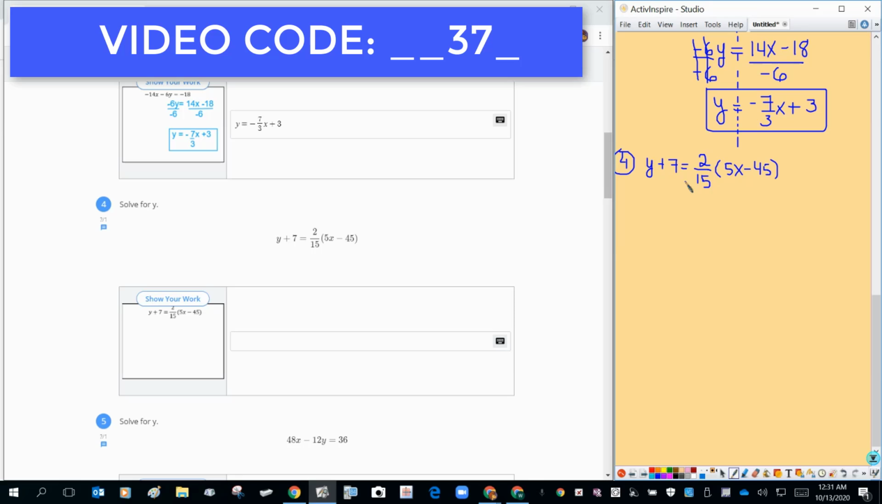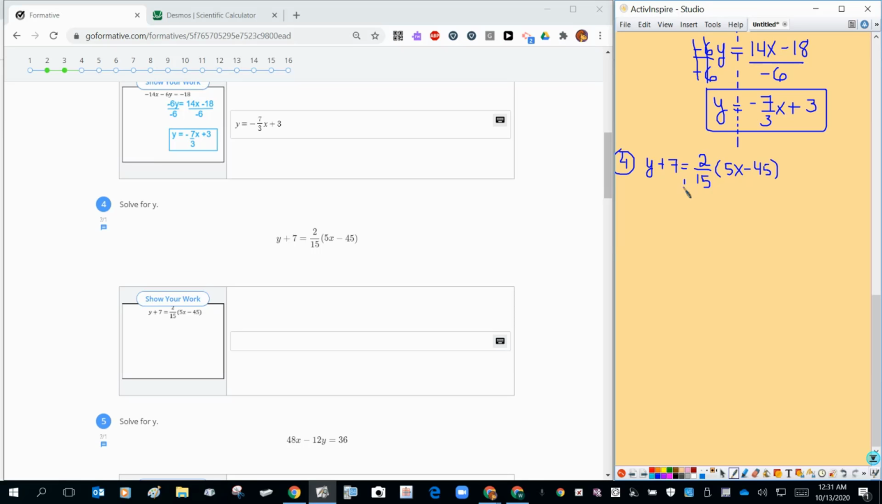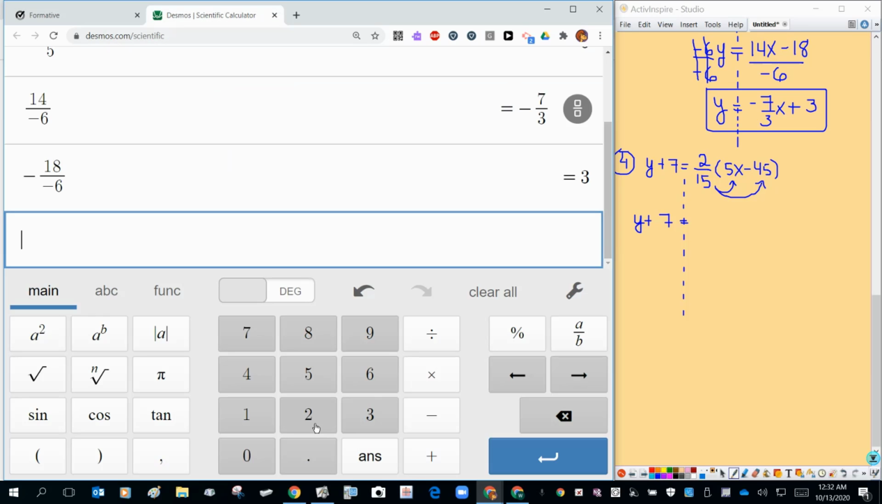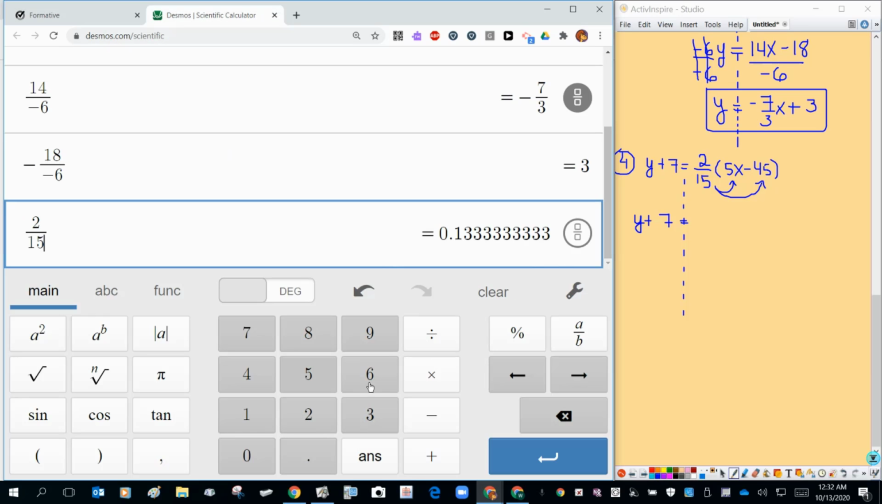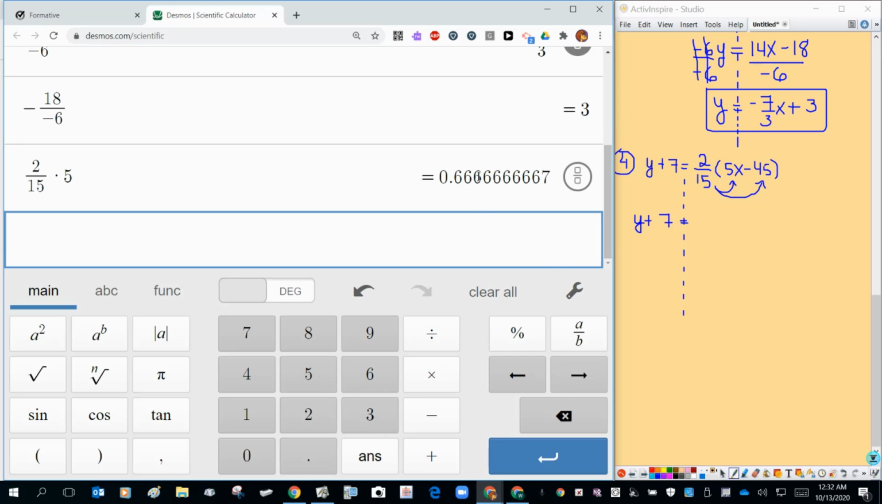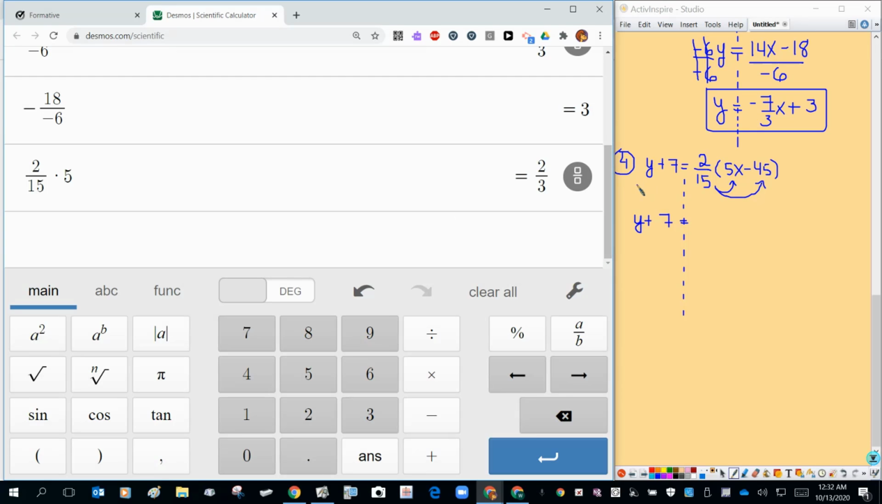So here I have copied problem number 4. I see the equal sign is right there. So I draw my border. I noticed I have parentheses, so first thing I'm going to do is eliminate parentheses by multiplying 2/15 times 5x times negative 45. So basically on this side I just bring it down, y plus 7, and I perform the multiplication. So 2 divided by 15 arrow times 5 gives me a fraction. So let's go ahead and click on the fraction again, and gives us 2/3.